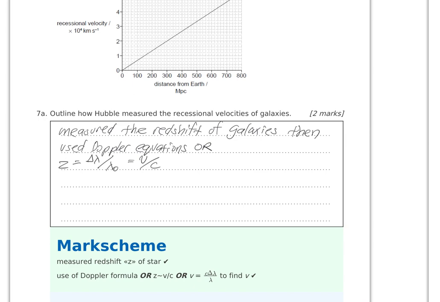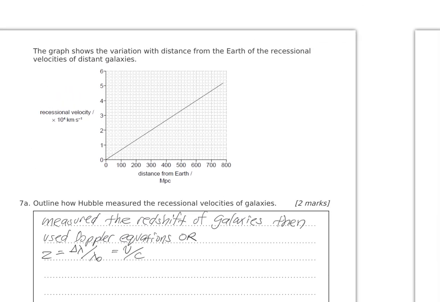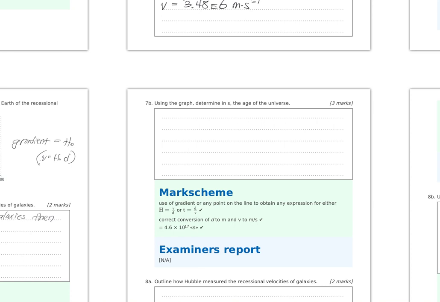And this is where the Hubble constant comes from, by the way. The gradient of this line, the relationship between speed and distance from Earth, is equal to the Hubble constant, because speed is the Hubble constant times the distance away from Earth. In fact, that's how 7B works, using the graph to determine in seconds the age of the universe. Well, first of all, the gradient, like I said, equals the Hubble constant.